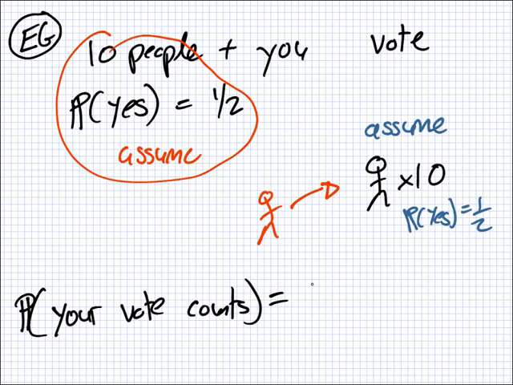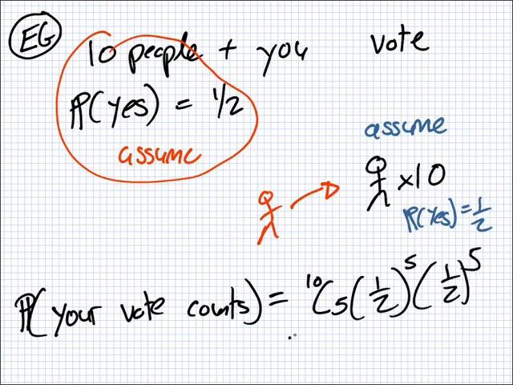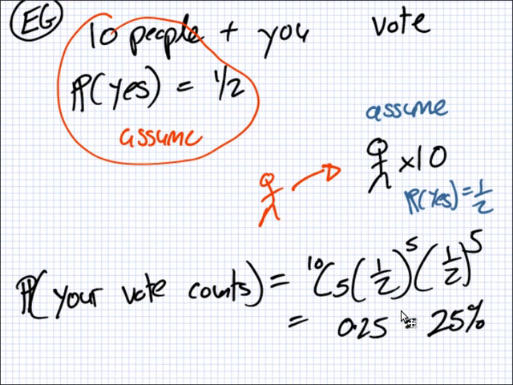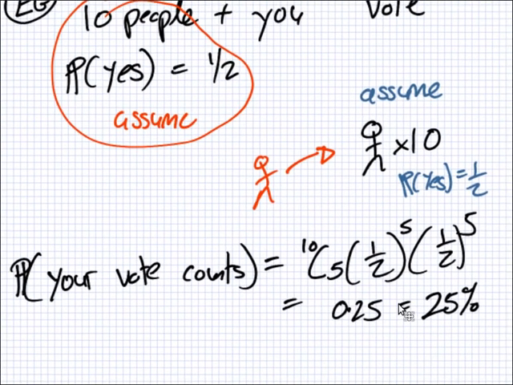So what would that be? That would be 10C5, a half to the 5, and a half to the 5. What's that? 0.25, which is 25%. Now that's actually pretty decent. There's a 25% chance that what you have to vote on, your vote matters. Let's see how well this goes as we make the group bigger.